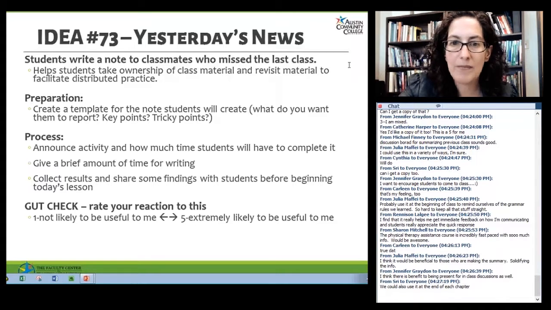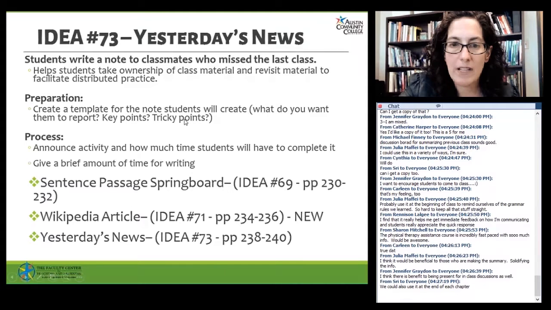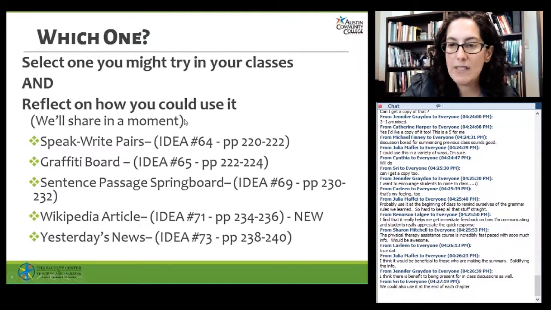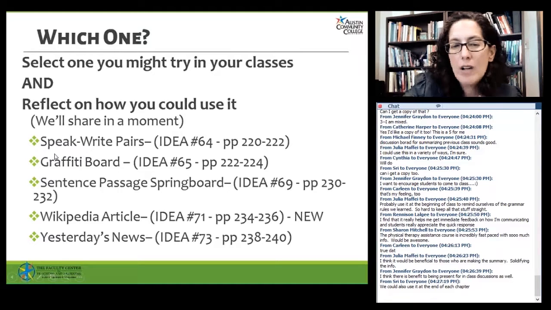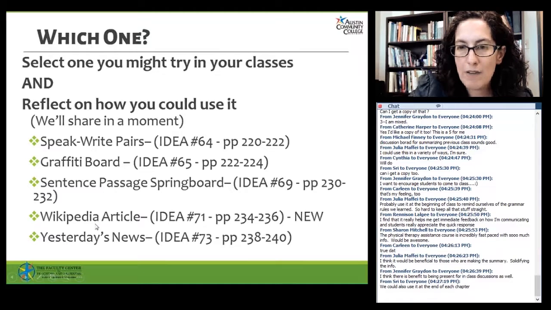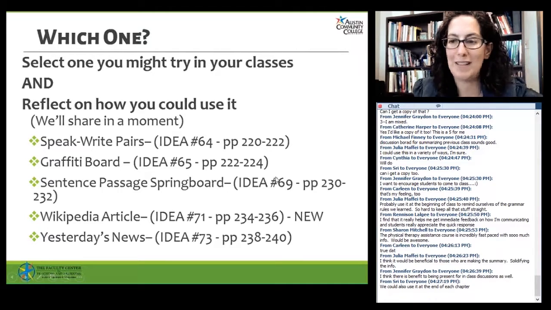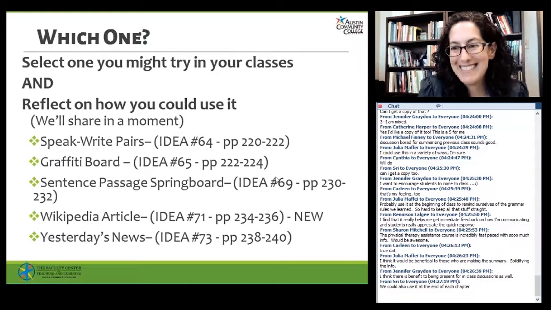What a great idea. Okay, so we kind of already jumped into this, but if you want to take a minute to share any of the other things that you might want to do, we already did a little bit on yesterday's news, but if you want to jump back into the idea of the graffiti board or any of these that you think you heard enough about, go ahead and chat that in. We've just got a few more minutes, but I'd love to hear more because I always like that.